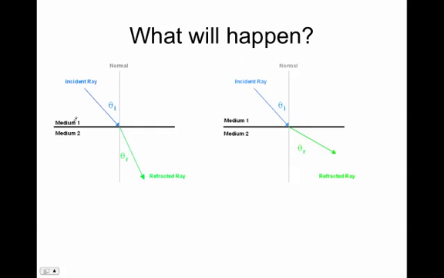Okay, we have medium 1 and medium 2. The ray of light comes in. There's our angle of incidence. Here's our normal line. Here's our angle of refraction. What can we say about medium 1 versus medium 2 given what happened here?